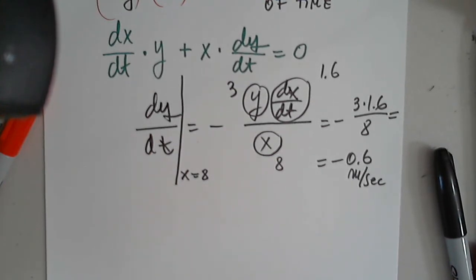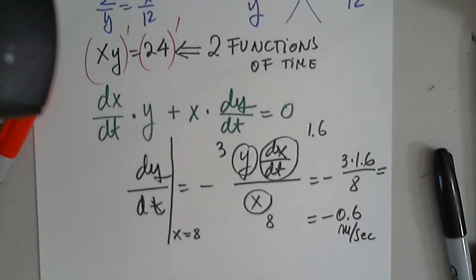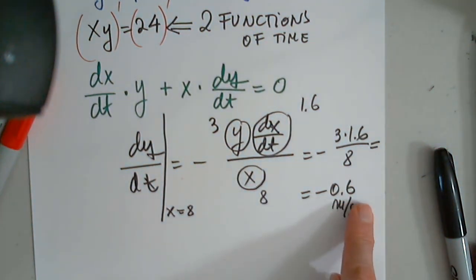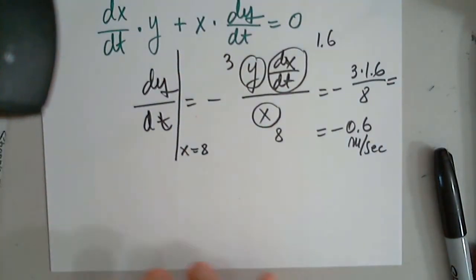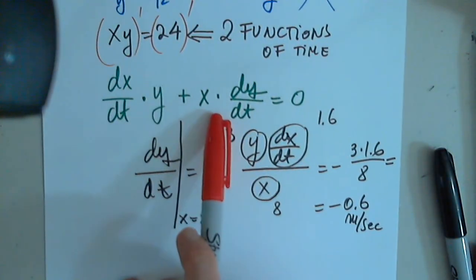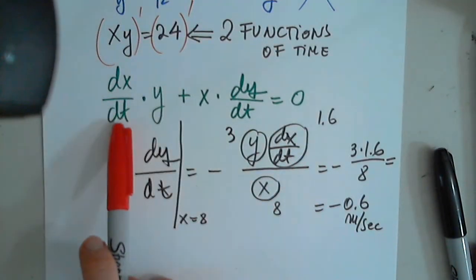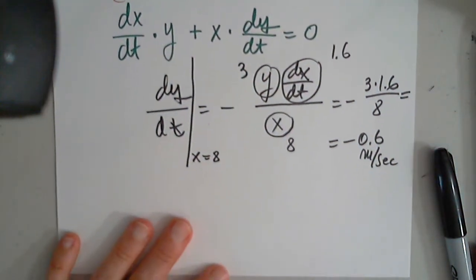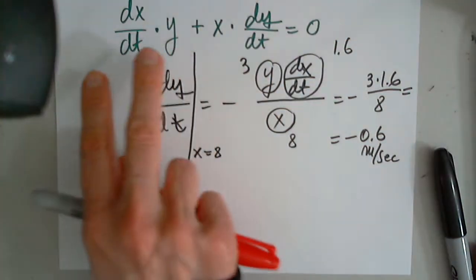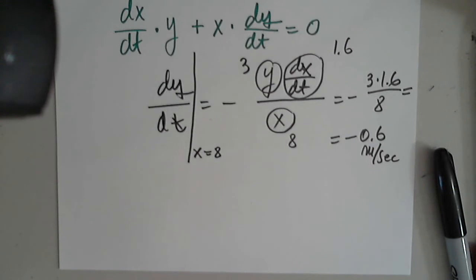And those two rates are related. How are they related? When one is 1.6, the other one is negative 0.6. That's the relationship between those two. And the relationship between those two is this one. Give me any x, I'll determine y, and this is constant, and I can determine that. So this is the equation that relates the variables, including their rates.